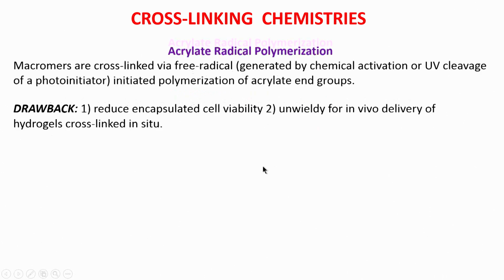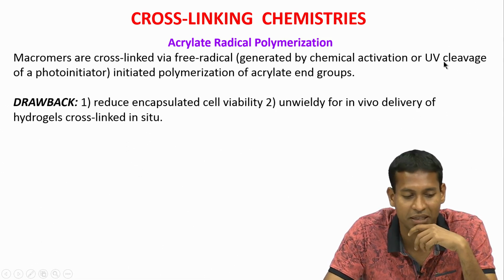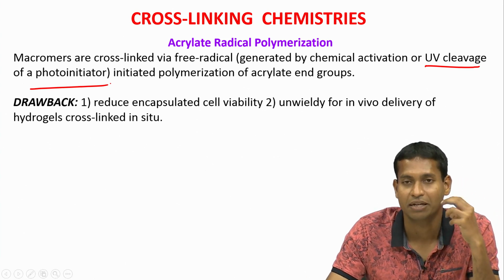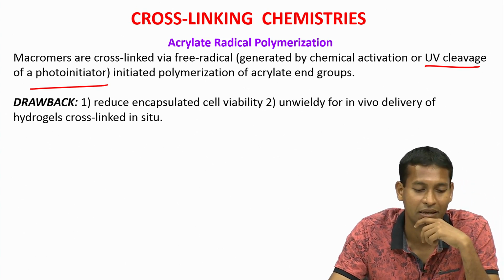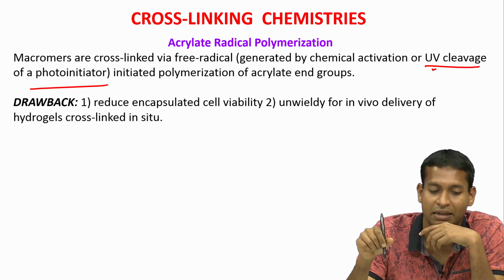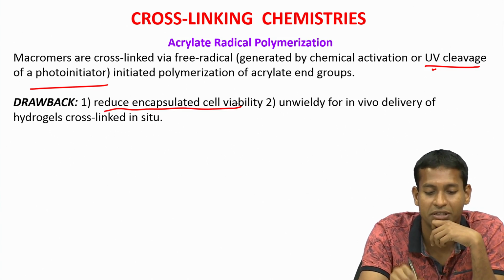They then, let us talk about some of the cross linking chemistries that they have used. As I said, the acrylate is a radical polymerization. If you have some UV based methods, some photoinitiator is used that will result in polymerization to happen. One of the drawbacks here is, of course, the UV itself is toxic to cells, and the photoinitiator is also toxic to cells. So, you can actually have reduced cell viability.